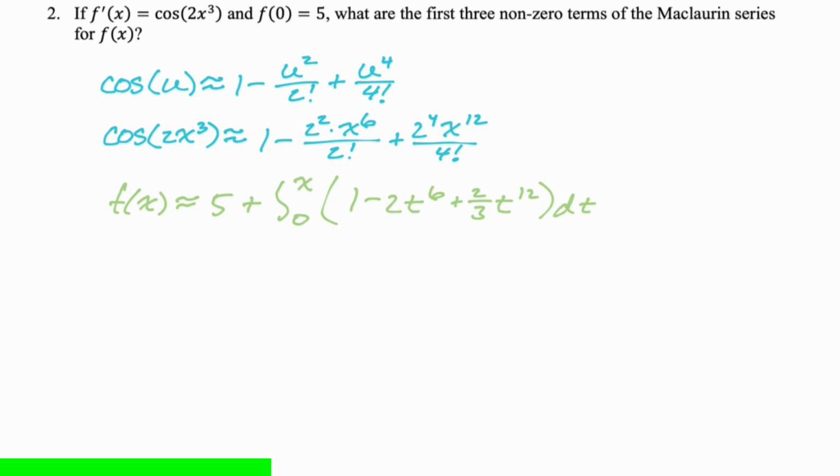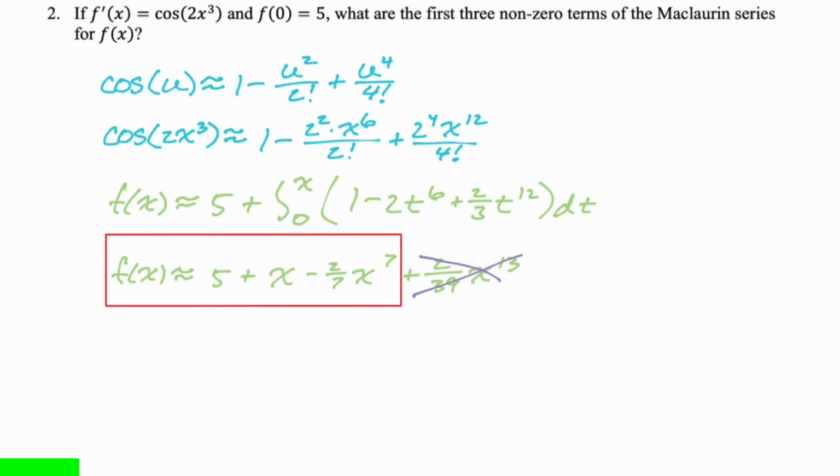All right, so now we have to integrate this. It's just reversing the power rule. It's a definite integral, so you don't have to worry about a plus c situation. So our 5 is still there. Integrate 1, you're going to get t, and then sub in x, and sub in 0, you just get x. Plus 1 times the reciprocal, so negative 2/7 t to the 7th, plug in x, plug in 0, you just get x to the 7th. Then 2 over 39, because plus 1 times the reciprocal, and then x to the 13th. And then you look at this, and you're like, we only needed 3 non-zero terms. We've ended up with 4, so I'm just going to cross that out. We don't need it. So our answer here is this.